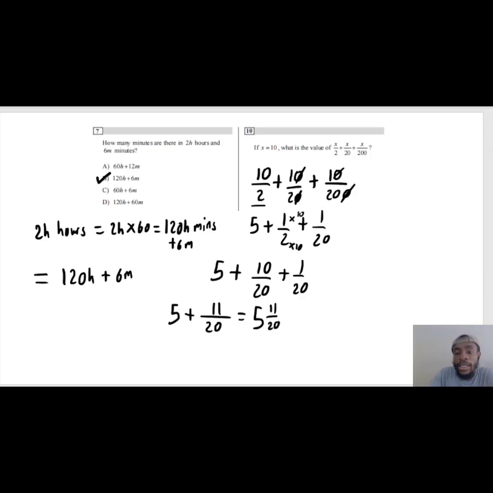But if you want to put it in decimal place, let's take 11 over 20 now. We multiply by 5. That'll give us 55 over 100, which should go 1, 2. So that's what? 0.55. So this answer is the same thing as 5.55. So very, very simple. So just put x as what? 10. Moving on.